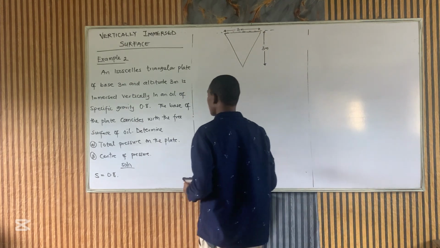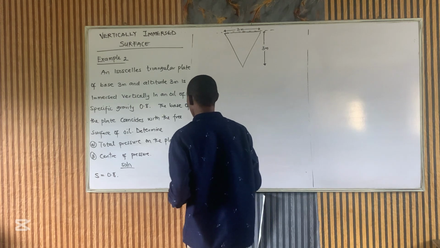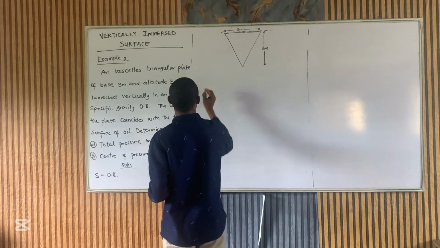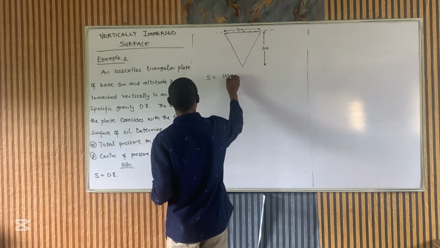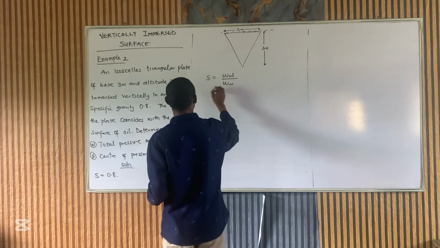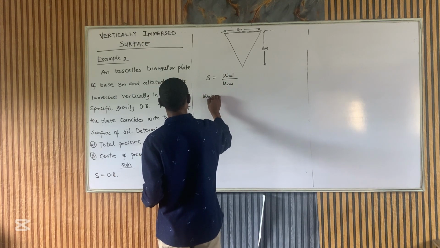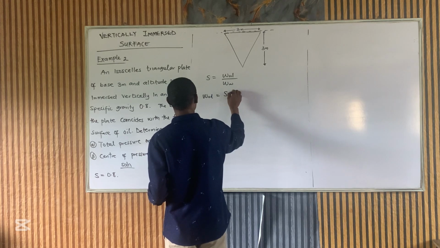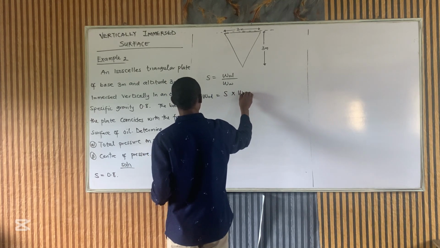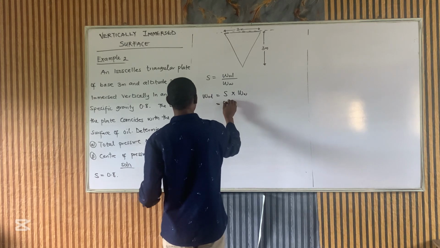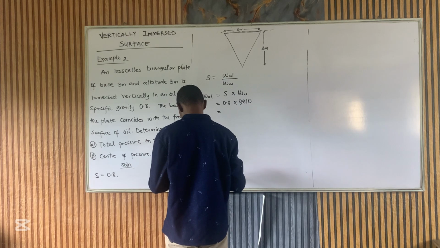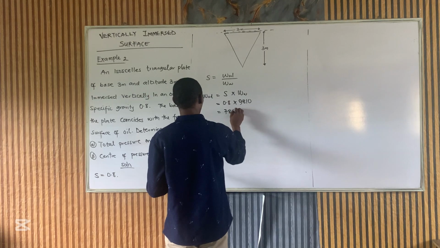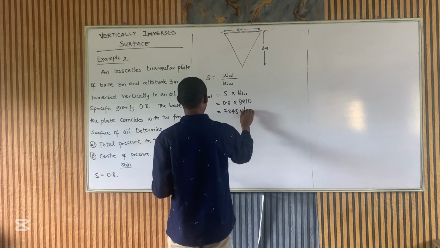Now, the next thing to calculate here is the specific weight of the oil. Specific gravity is the specific weight of oil over the specific weight of water. On cross multiplying, the specific weight of oil is equal to the specific gravity of oil times the specific weight of water. The specific gravity of oil is 0.8 multiplied by 9810, which is the specific weight of water. So this is 0.8 multiplied by 9810, which is 7848 Newton per meter cubed.